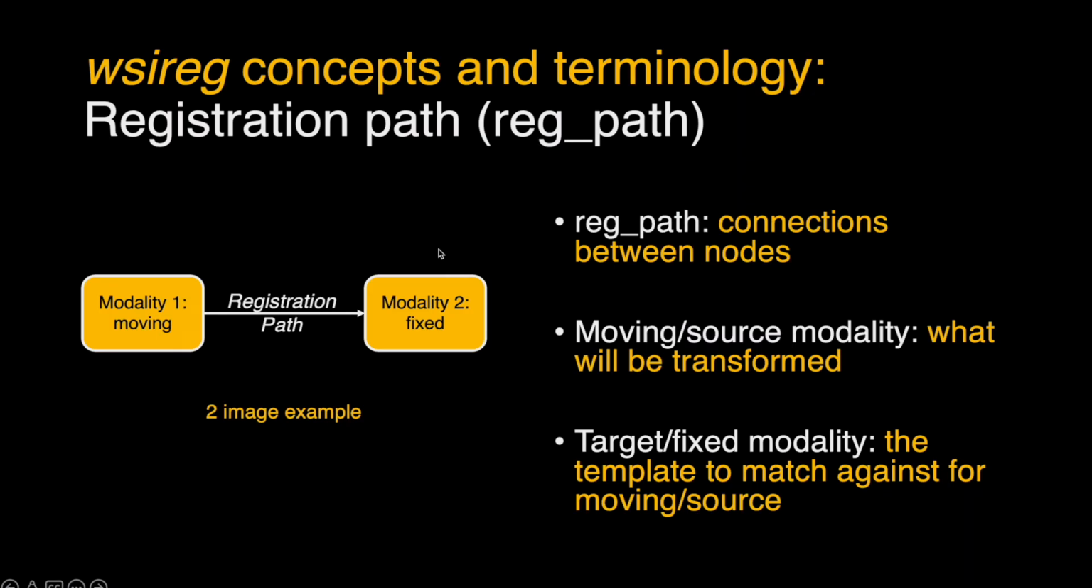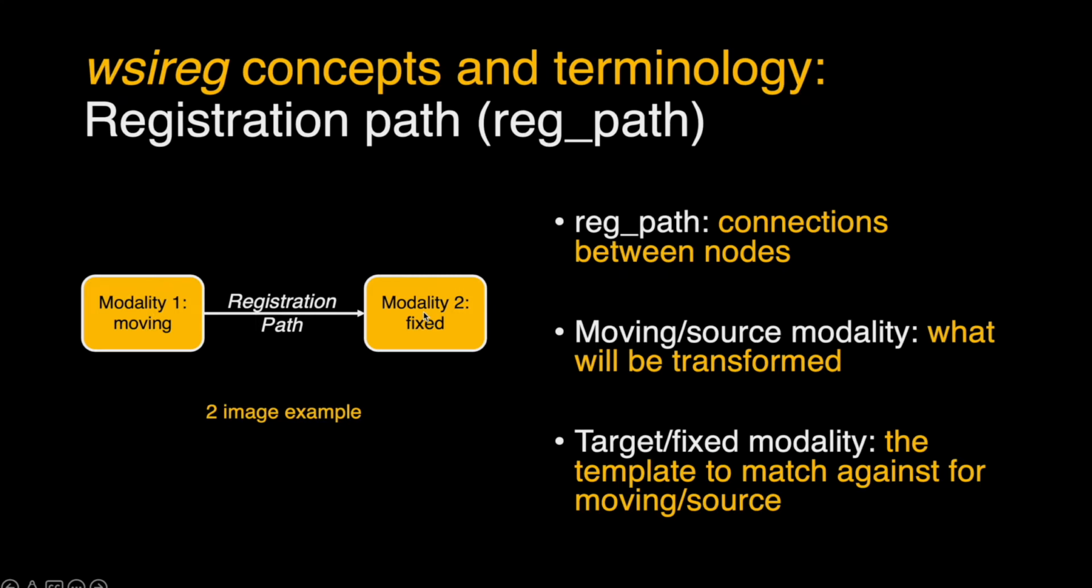The concept of the registration path, or the reg path. This is simply the connection between nodes that drives the registration of the moving image to the fixed image, shown here in this mock graph. The moving image, which is also sometimes known as the source modality, gets registered to the fixed modality, and that's the template which it's matched against. So in this simple 2 case, we really have modality 1 connects to modality 2, so that's the source and the target image.